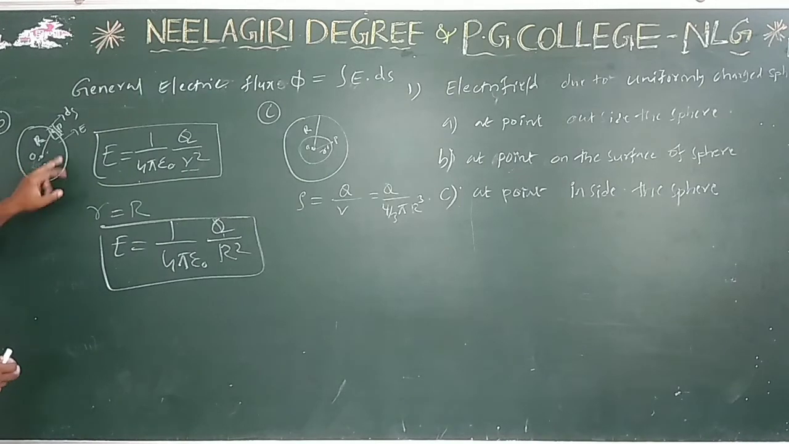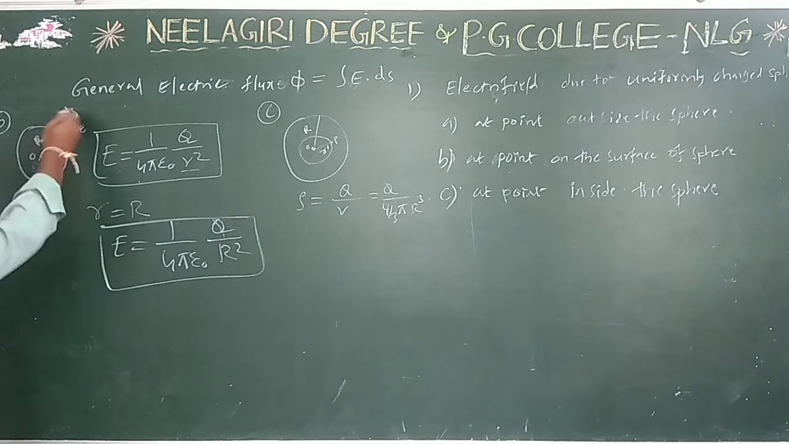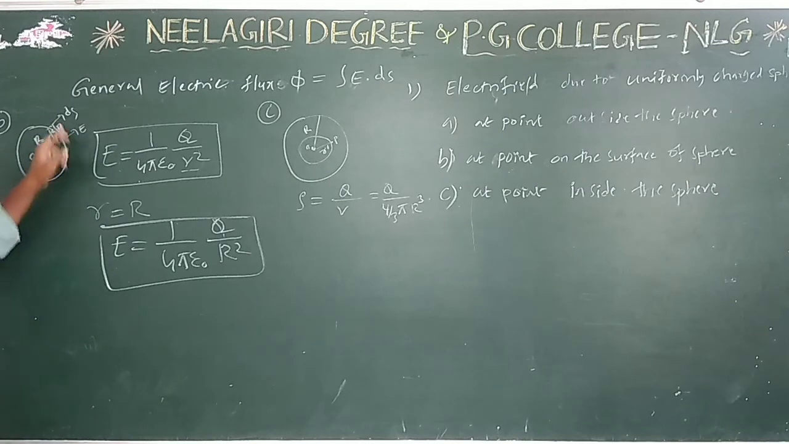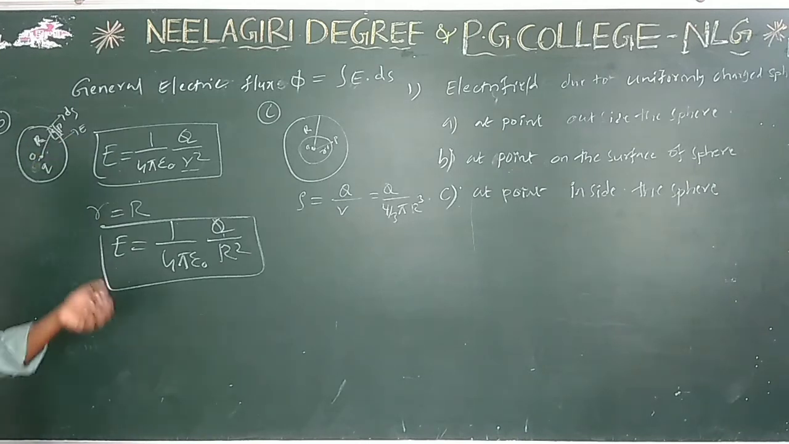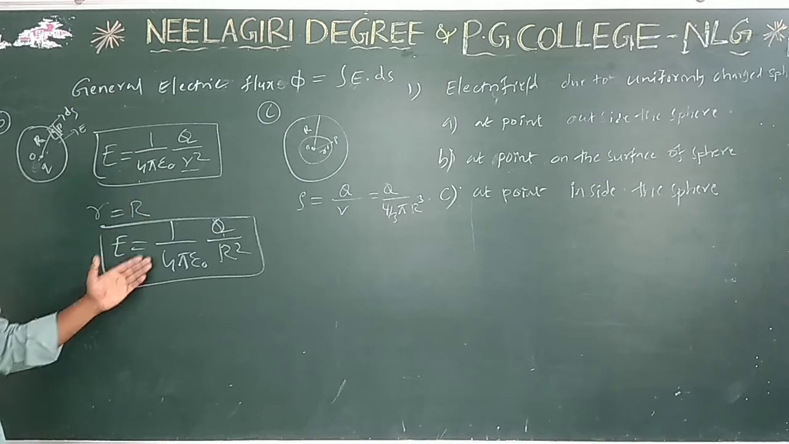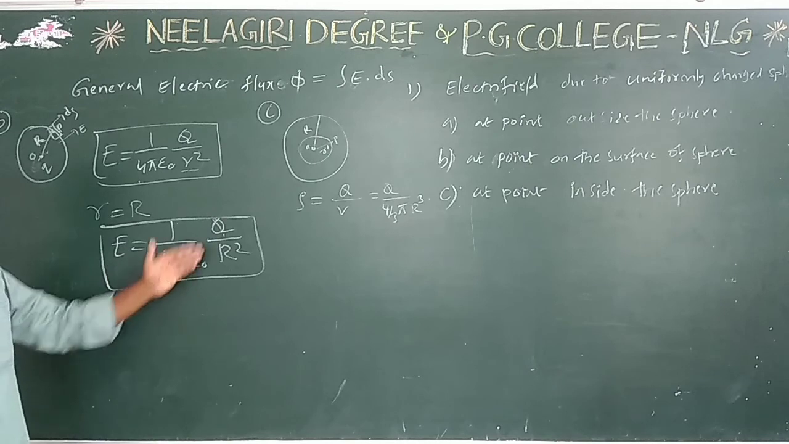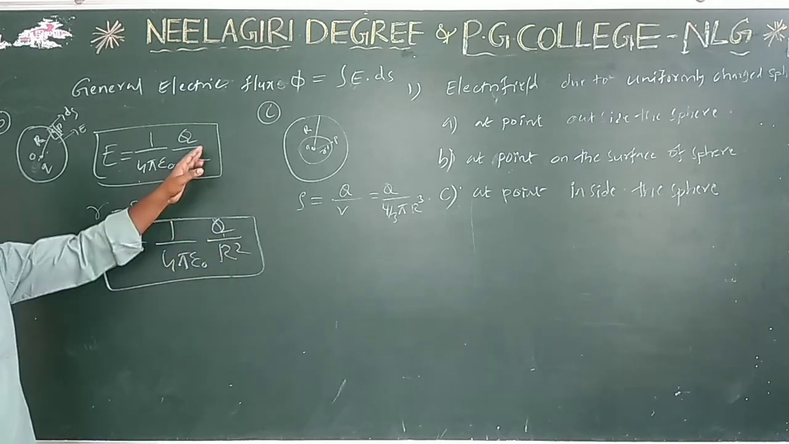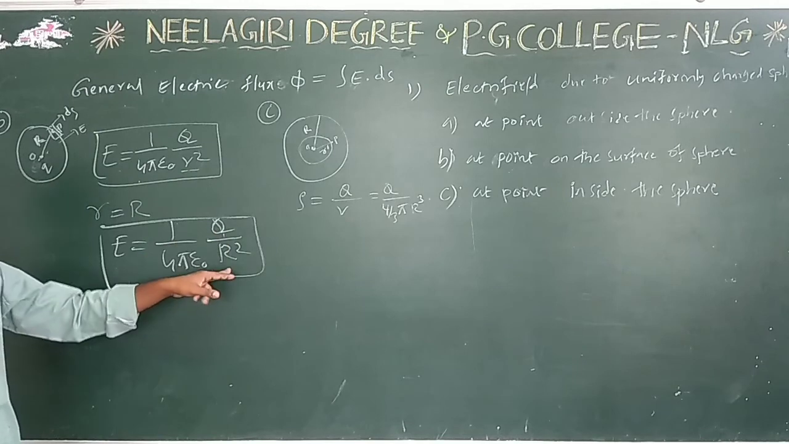Okay, so the diagram is just like this: the sphere charged uniformly, center of the sphere O, radius of the sphere R. Here we consider a small element of area ds outside of the sphere, and the electric field is also in the direction of the surface area, so the angle between them is 0 degrees, cos 0. We get E times 4 pi r square. So finally, we replace E with 1 by 4 pi epsilon naught, q by small r square, and we write capital R square on the sphere.